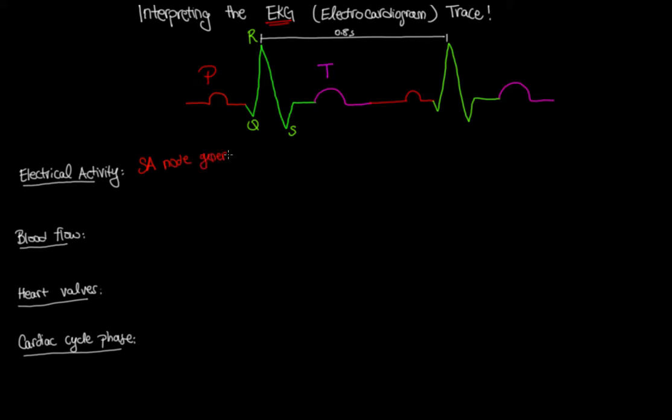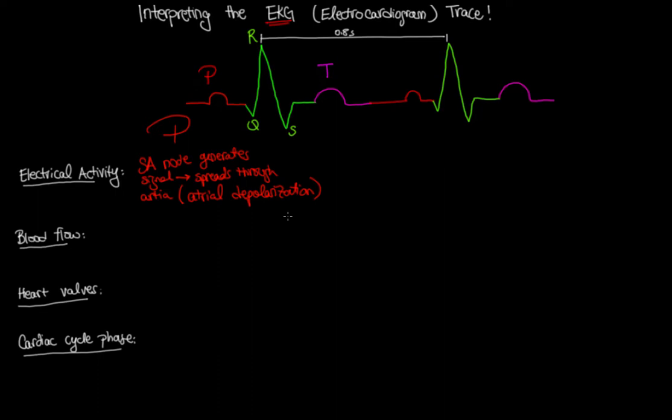So it generates the signal. And this signal is going to spread through the atria and depolarize them. So it spreads through the atria. Again, left and right atrium. So we call them plural, the atria. And this will result in atrial depolarization. So the P wave is generated by atrial depolarization due to the electrical activity of your SA node.